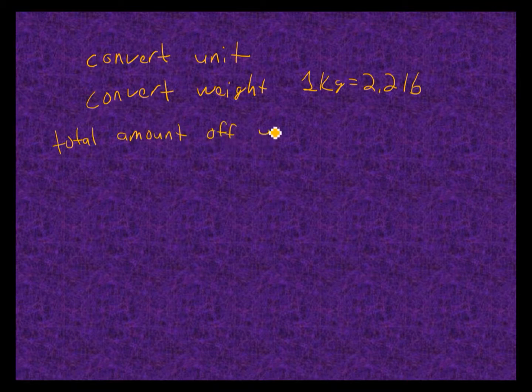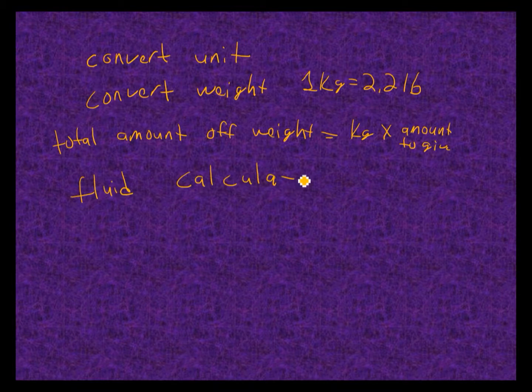If you'll remember, every 1 kilogram equals 2.2 pounds. We talked about how to convert it. We talked about how to figure up total drug, the total amount, based off weight. If you remember, that's where you take the patient's weight in kilograms and you multiply it times the amount they want you to give. We then talked about fluid calculations. And then today we talked about simple concentration.